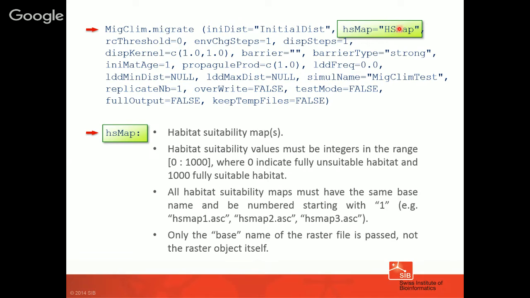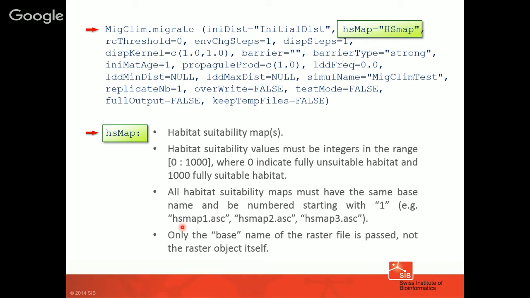Again, you don't pass a raster object here. You only pass the name of your raster grid as it's on your hard drive. And as we discussed before, sometimes in a simulation you want to have more than one suitability map. So how do you pass that to the function? Well, basically all your maps need to have the same common base name.